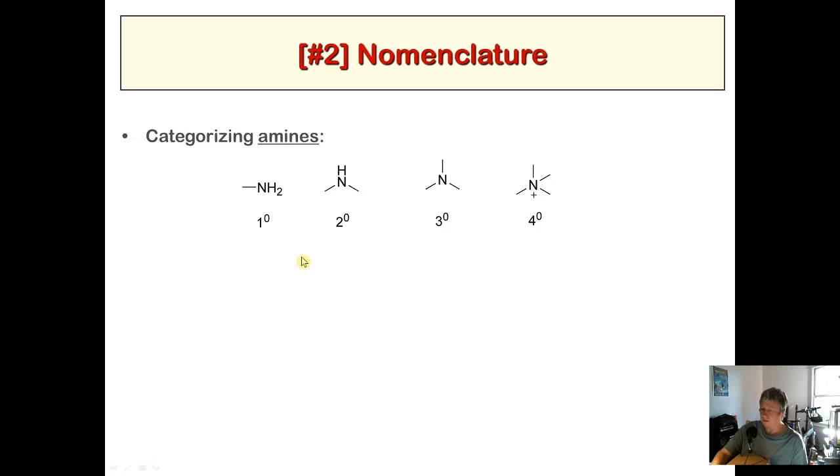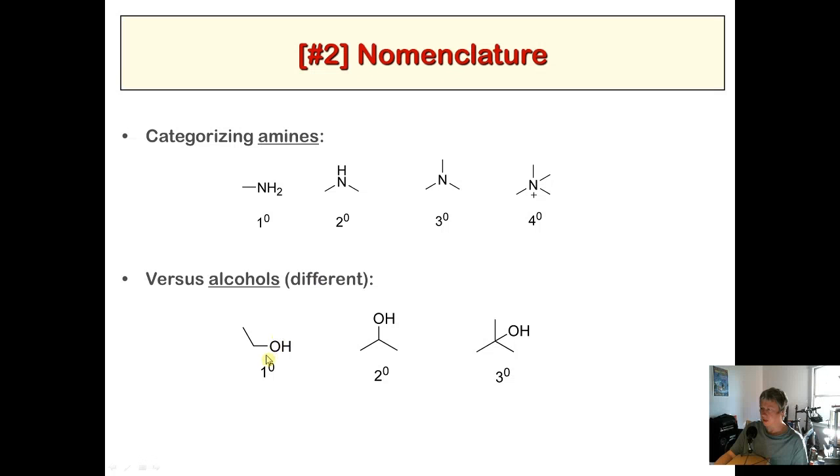All right. How is this different from alcohols? With alcohols, when you're considering primary versus secondary versus tertiary, it's not how many R groups are on the atom, like with the nitrogen. It's how many R groups are on the carbon where the alcohol is. So a primary alcohol has one thing on that carbon. Secondary alcohol, you have 2 things on the carbon. Tertiary alcohol, you have 3 things on the carbon. Okay.